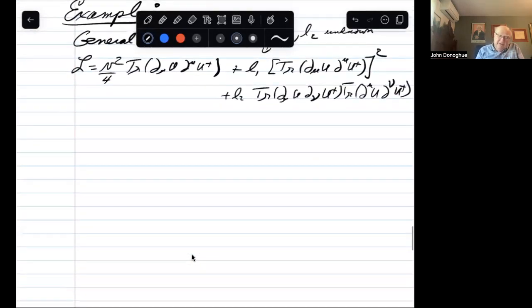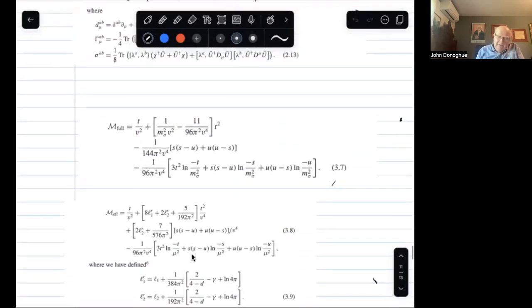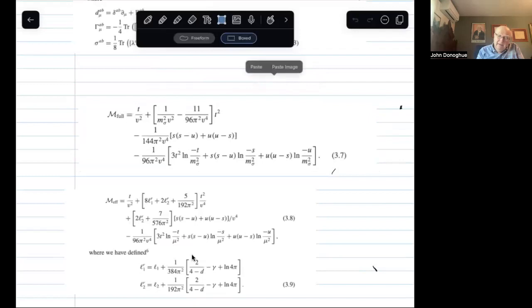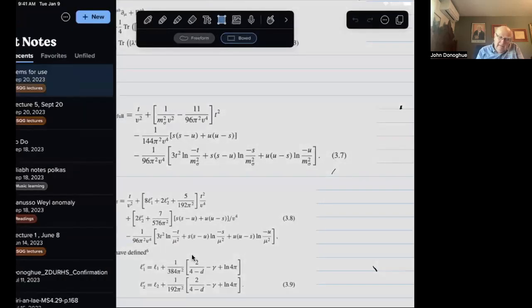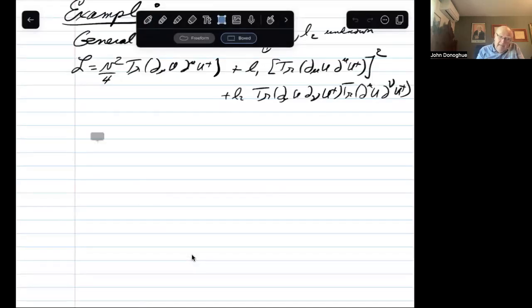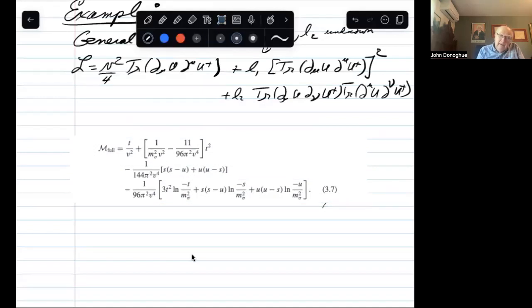Okay, then I do my loops. And I'm going to use the results of doing it. Copy this one. Okay, so this is what happens if I do the full theory and take the low energy limit.